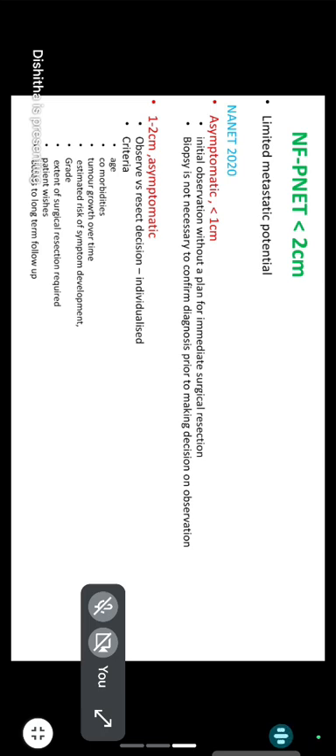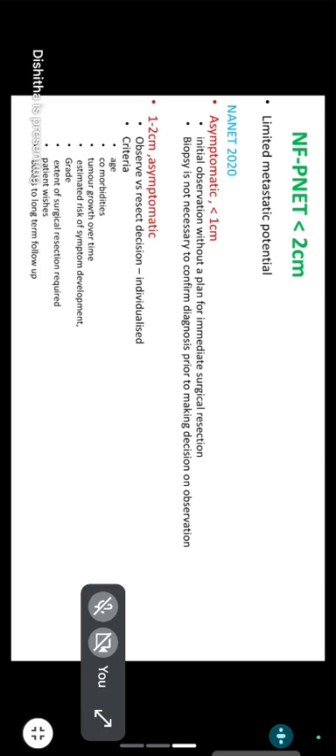So this is from NANET 2020, where they have again classified it into asymptomatic, these are usually asymptomatic, into less than 1 centimeter and 1 to 2 centimeter. If they're less than 1 centimeter, we can observe, and biopsy is not necessary to confirm the diagnosis. Since we are observing, we can just keep a regular follow-up. For 1 to 2 centimeter, we can either observe or we can resect. This option needs to be individualized based on various criteria like age.